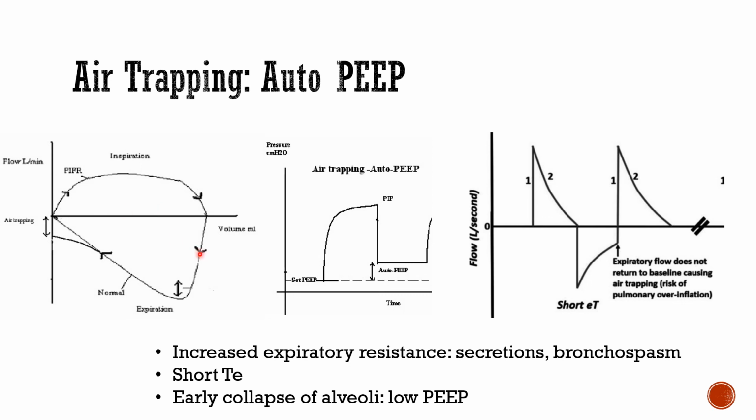In this flow volume loop, we can see air trapping occurring here as the flow does not reach zero even at end expiration. In this pressure time scalar, we see this auto PEEP being depicted as being above the set PEEP at end expiration, and in this flow time scalar, we see that the expiratory flow does not return to the baseline due to air trapping.